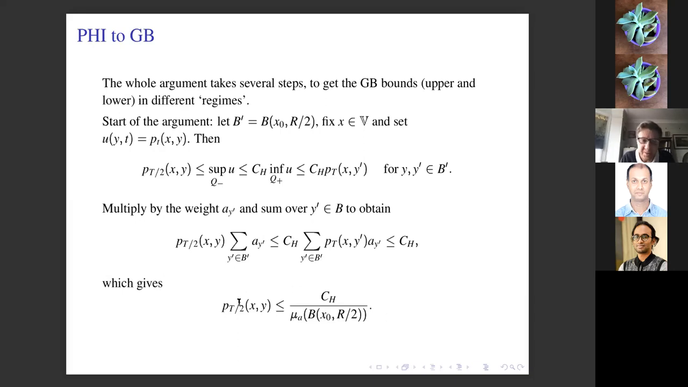And so we've seen that we've got an upper bound on the transition probability from x to y involving some constants and the measure of the ball B(x, r/2). So that we would call a global upper bound on the heat kernel. And it's the beginning of the sequence of arguments that we would use to ultimately get the Gaussian bounds.